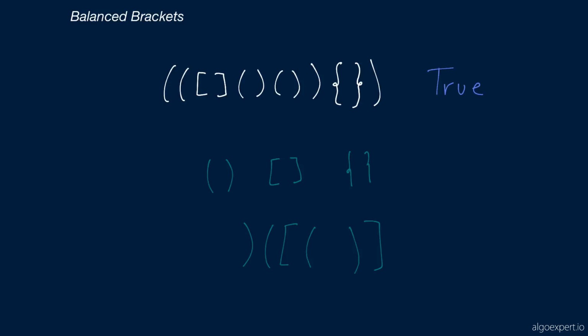In other words, you can't have an opening round bracket, then a closing square bracket, and then a closing round bracket, and before that, an opening square bracket. This kind of overlap here just doesn't work and is considered incorrect. So with that being said, how do we solve this question?